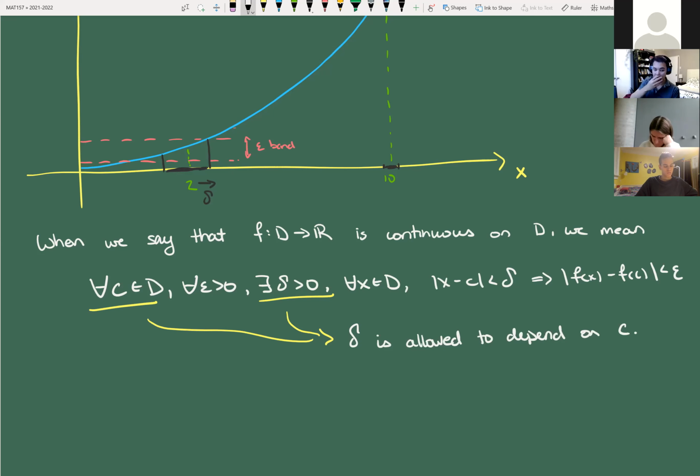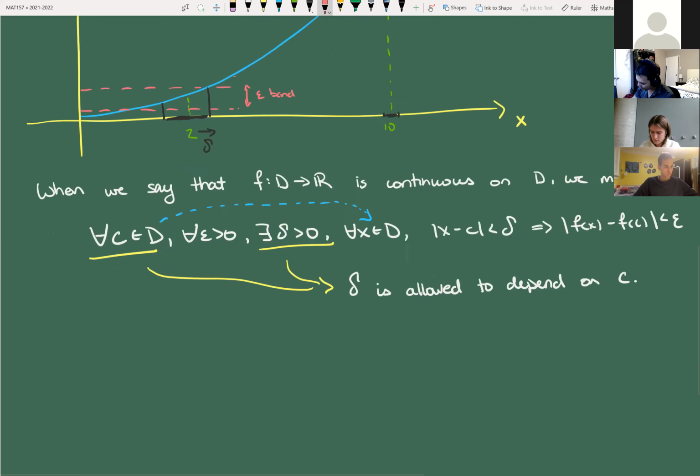Yeah, to some extent. And so now what I want to do is say, is there a delta which works for all the C's? So what I'm going to do is take that first thing and move it over, and plug it in around here.